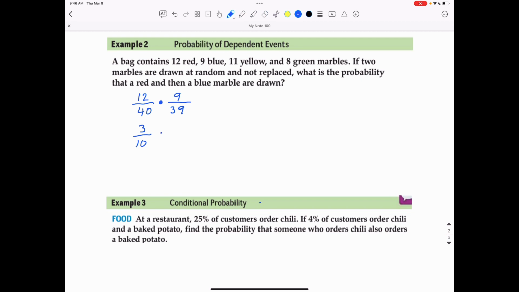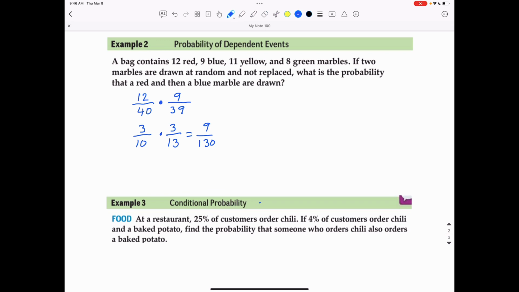That simplifies to 3/13. And then when we multiply 3/10 times 3/13, we get 9 over 130. That is a little less than 7%. You're going to see that on a lot of these multi-events that you're going to get some fairly small fractions or some pretty small percentages.